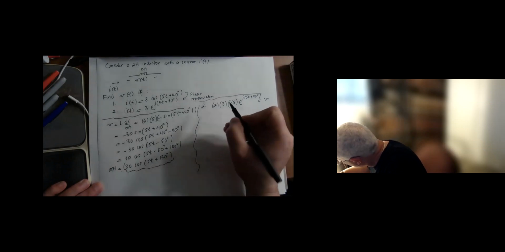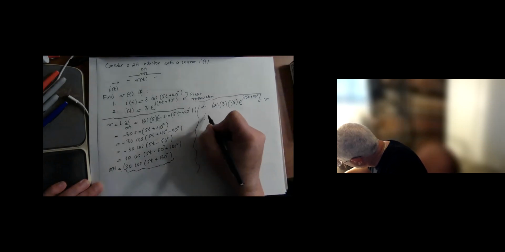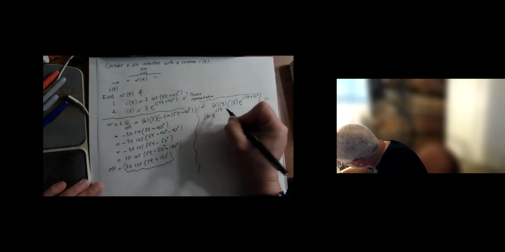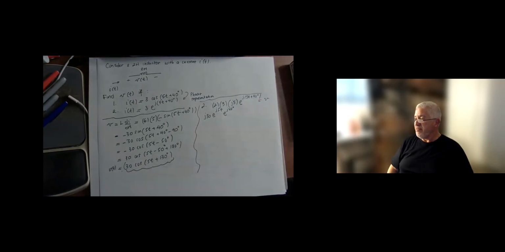Okay, so let's collect some terms here. 6 times j5 is j30, e to the j5t, e to the j 40 degrees. How's that? Okay, so that's my voltage v of t for that function here.